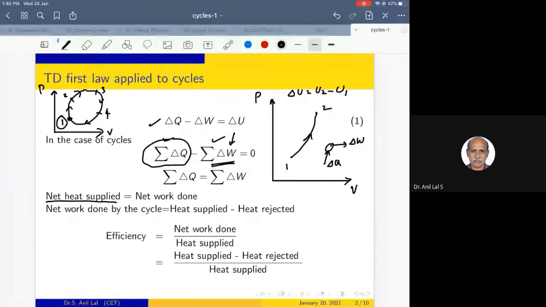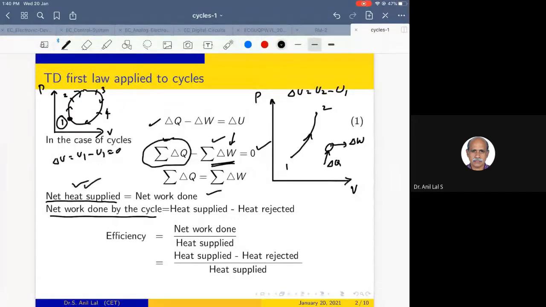Since the system comes back to the same point, our delta U is equal to U1 minus U1, equal to 0. So all the summations of delta U of these different processes will give 0. Effectively, you can say that for a system undergoing a cycle, the first law is that net heat supplied is equal to net work done.